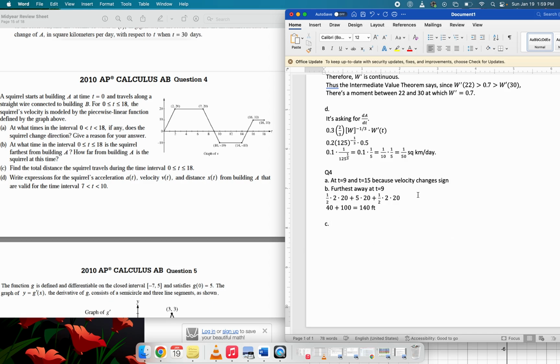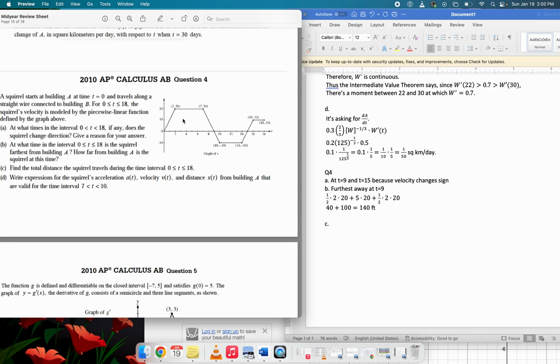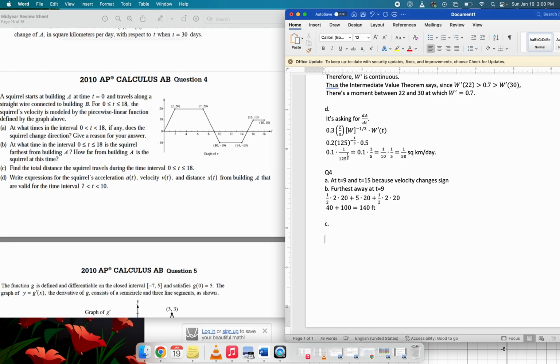Part C. Find the total distance the squirrel travels during the interval, and so on. Yeah, that's just all three of these regions put together, except this region right here. All three of these areas put together, I should say. Except this area here, you want to make it positive, right? For distance traveled, you want to make all of them positive. I think I'll skip that, honestly. You can figure that out on your own, right? Just find the area of these three guys, make this one positive, add them up. That's going to be the distance traveled. Pretty easy.